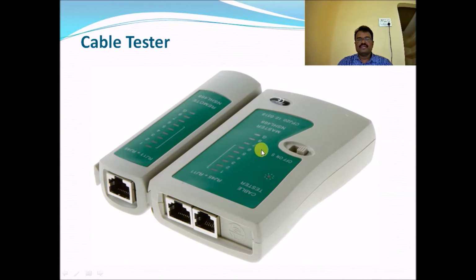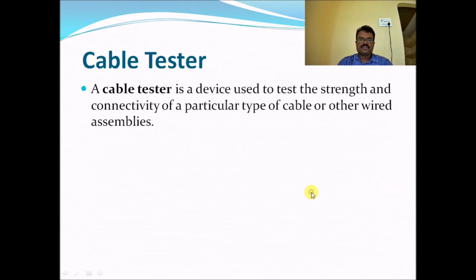So from 1 to 8, this indicates RJ45, whereas 1 to 6 indicates RJ11, which is used for telephone connectivity. Generally, we use RJ45 pins, 1 to 8, for computer connectivity. A cable tester is a device used to test the strength and connectivity of a particular type of cable or other wired assemblies.